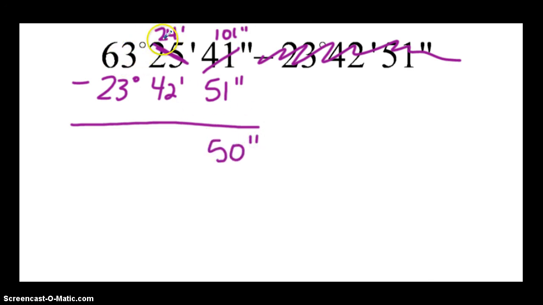We're going to have to do the same thing here. We're going to borrow a degree. So this becomes 62 degrees, and I have to add 60 minutes because 1 degree is 60 minutes. So this becomes 84 minutes. Now, subtracting down, I get 42 minutes. And 62 minus 23, that is what?